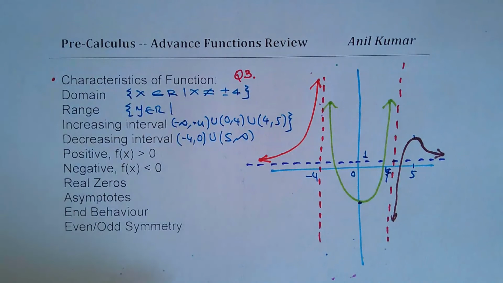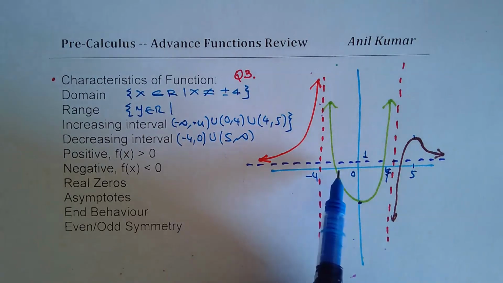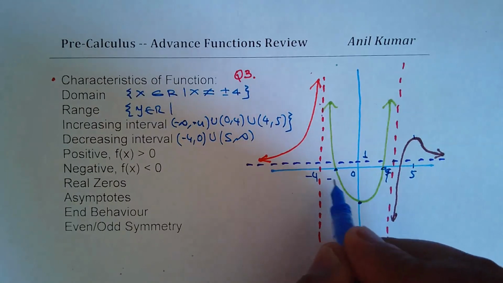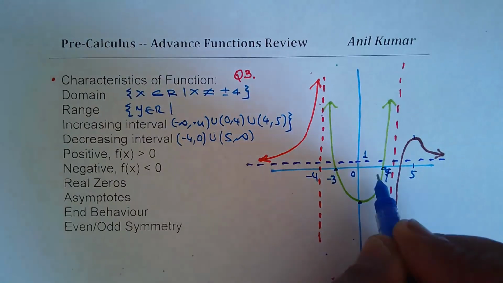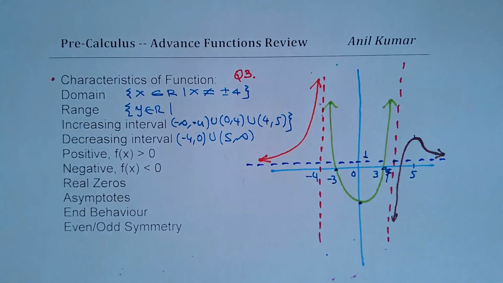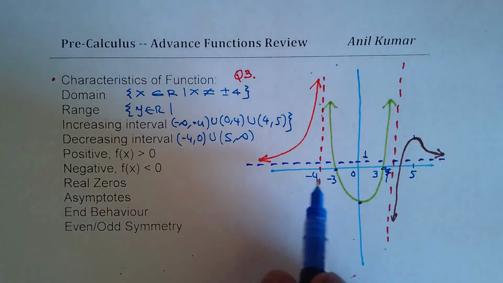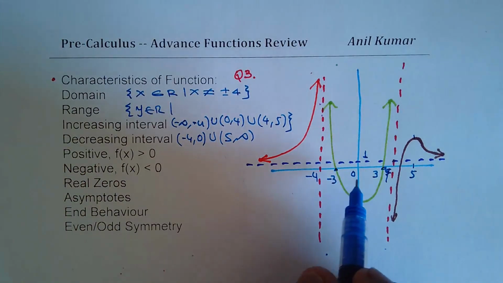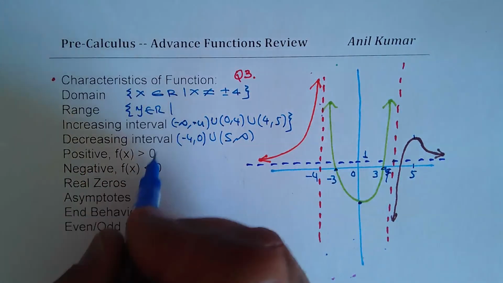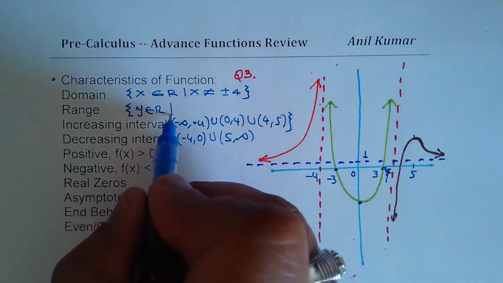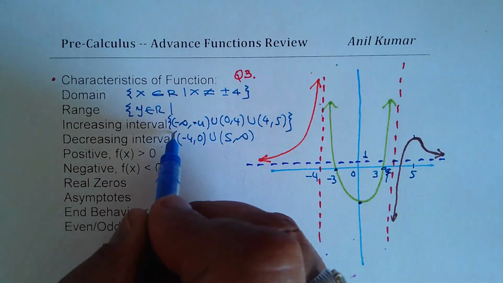Positive. It is positive everywhere except for this interval. So let me write down these values. Let these values be -3 and +3. So we can say it is positive from which to which. So we could write in many different ways. One could be, this curly brackets are must, right?